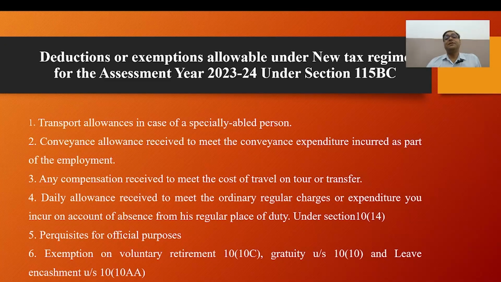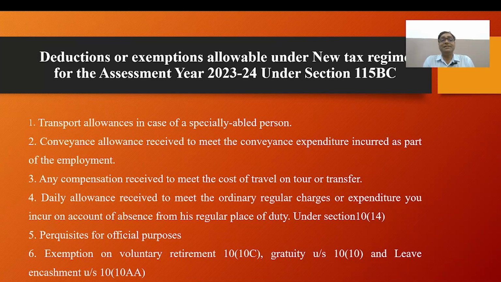The taxable income category includes supply of water, electricity and gas, rent-free accommodation, professional tax, salary, domestic help provided by the employee, medical expenditures, etc. And the sixth point is exemption under Section 10 clause 10C for voluntary retirement. Section 10 clause 10C, gratuity. Section 10 clause 10, then leave encashment under Section 10 sub-section 10A. All these points are important for the purpose of tax planning.